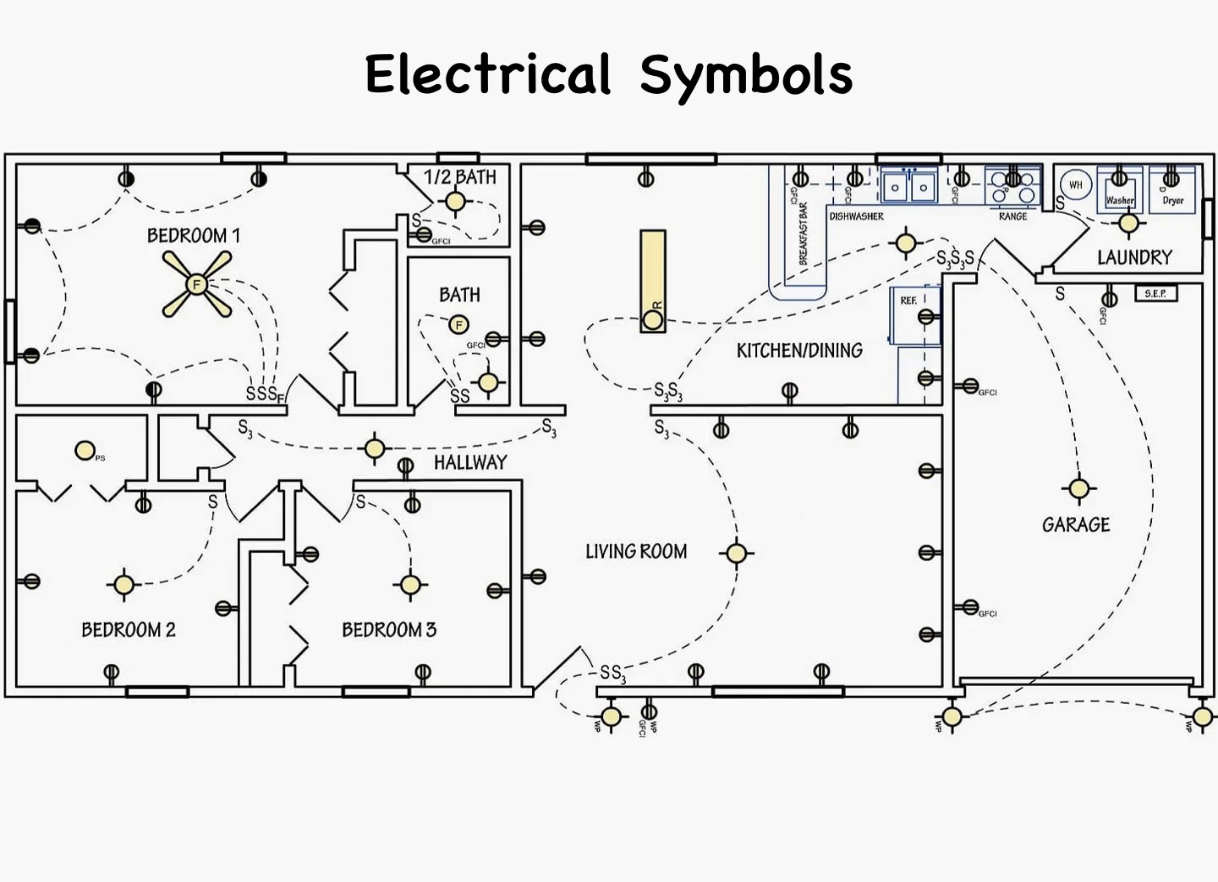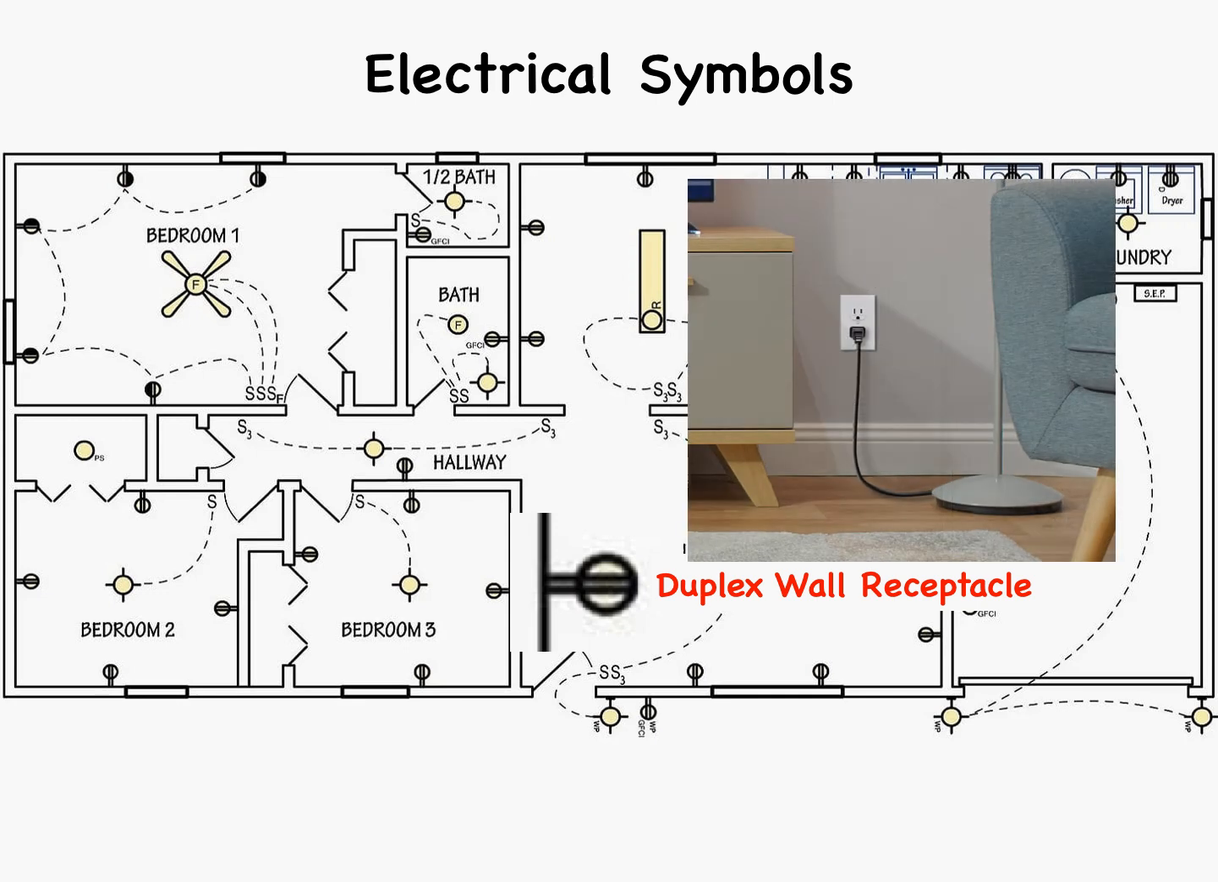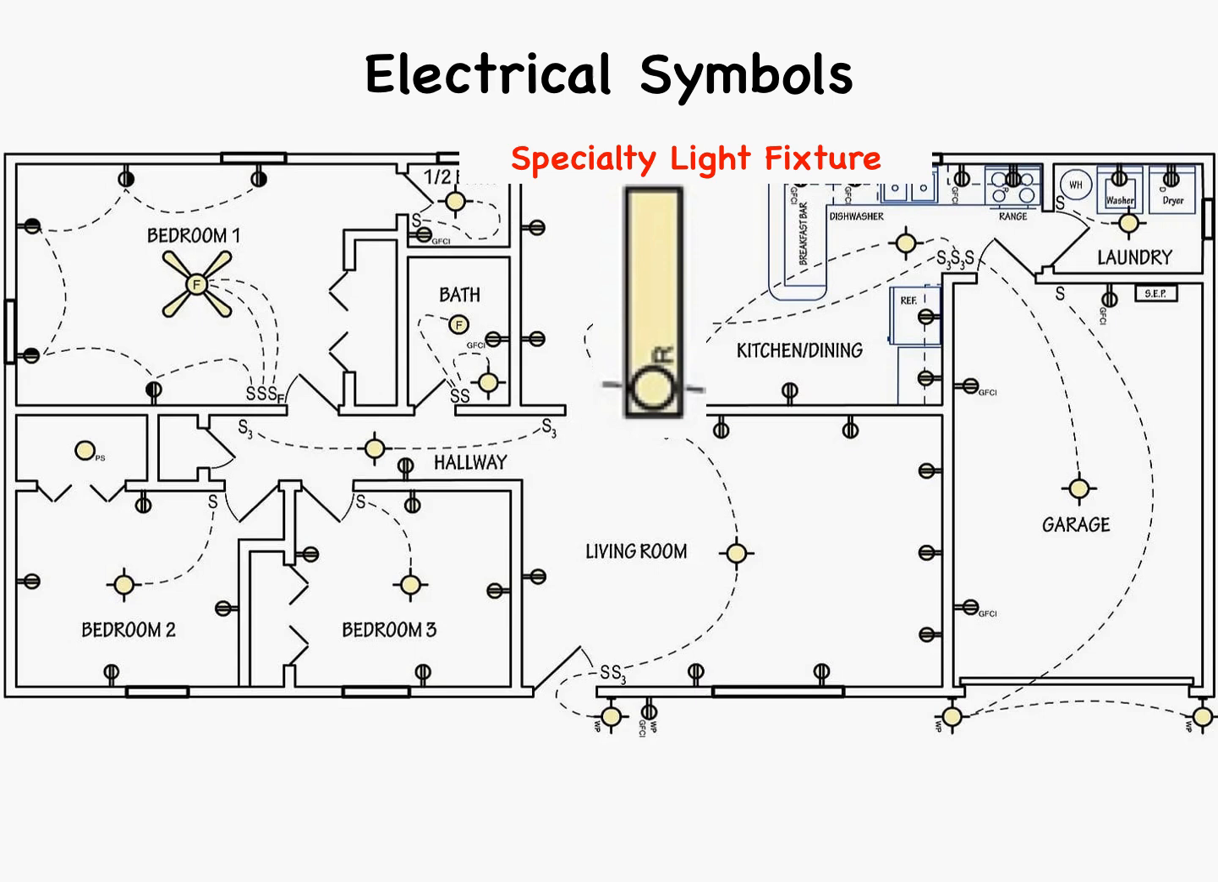You will notice that one of the three-way switches for the ceiling light is part of a two-gang set of switches, which looks like this, and what it means is that the switches are ganged together in the same switch box. A simple duplex wall receptacle looks like this. This indicates a specialty light fixture, such as a fluorescent or a more modern light-emitting diode fixture that has a metal containment that houses the electrical connections required. Notice also that this light may be controlled from two locations.